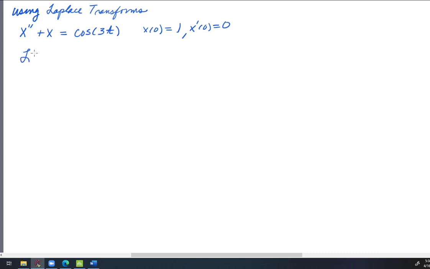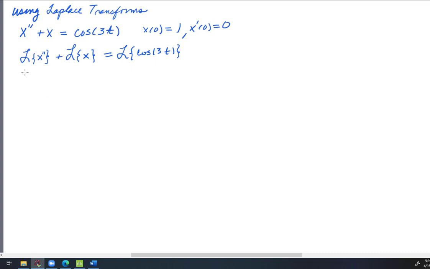So one of the first things we learned was that the Laplace is a linear operator. And so I'm going to write L of x double prime plus the Laplace of x is equal to the Laplace of cosine 3t. Left side, right side.